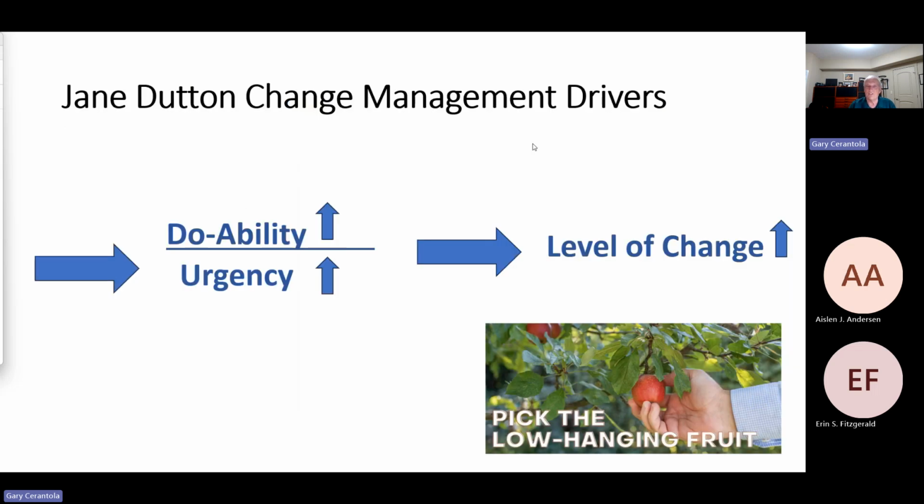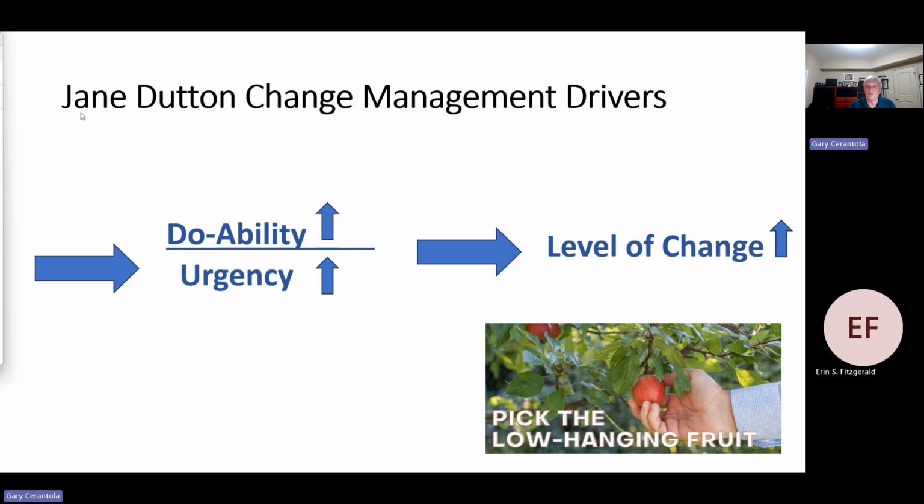Here's a little bit of research that I did personally, and what I found from Jane Dutton is that if there's a good doability of getting the change done, and there's urgency, then the level of change will be high. And what I mean by doability is, there's this concept called deliberate practice. If you're trying to learn a new skill, you want to take your capabilities to the next level. So you need to do a stretch, but the stretch can't be so much of a stretch that it's overwhelming. It's got to be doable.